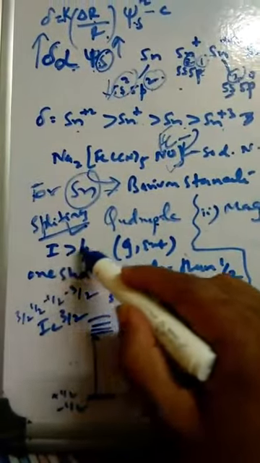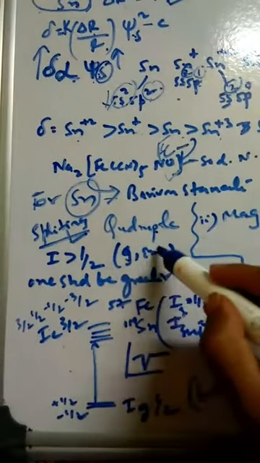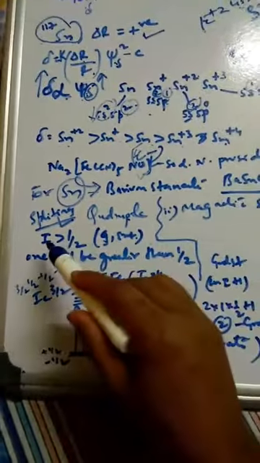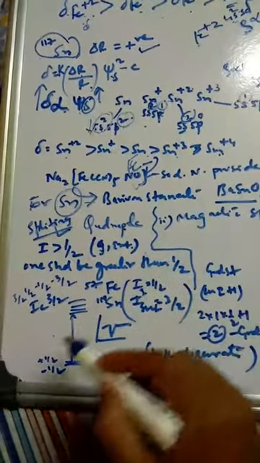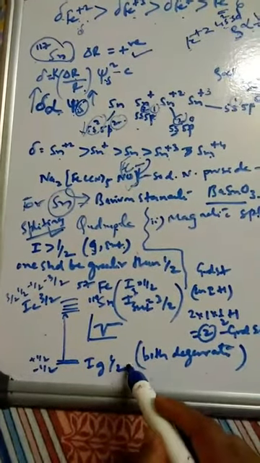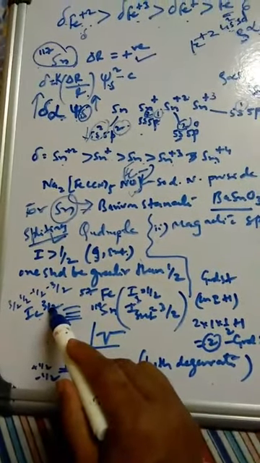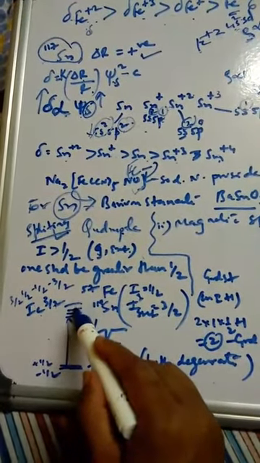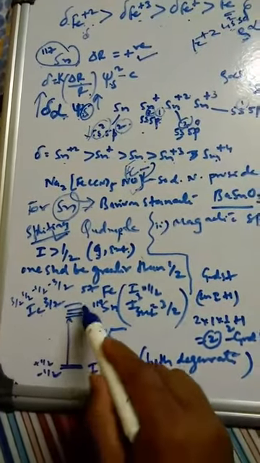Quadrupole splitting is observed with I greater than half in the ground state or the excited state. Either the ground state or the excited state should have an I value greater than half. In iron, the ground state has I equal to half, while the excited state has I equal to 3/2. That means 3/2 has four-fold degeneracy: 3/2, 1/2, minus 1/2, minus 3/2.